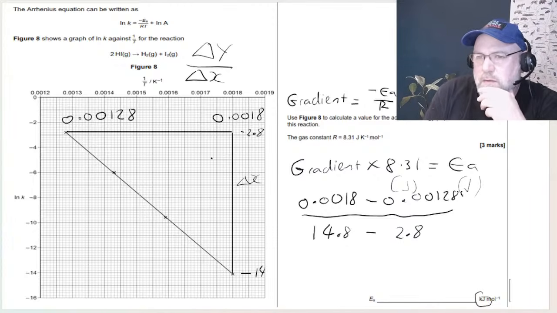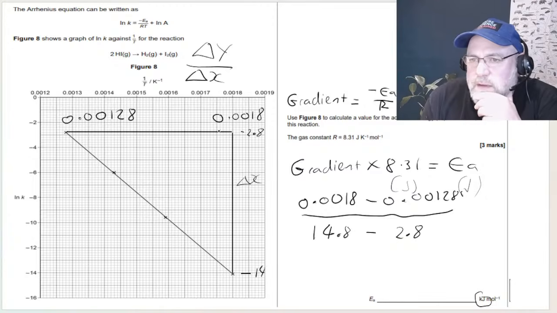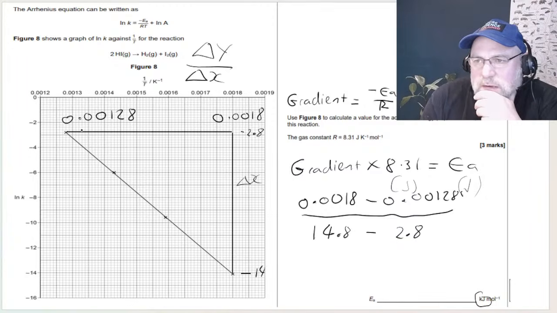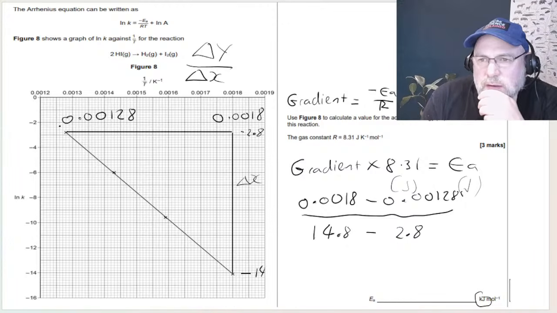Hold on. I think I've done that wrong. Is that line minus 2.6 or 2.8? I can't even see. Do you know what? My eyesight ain't good enough, peeps. I'm going to be honest with you. The eyes is not that good.